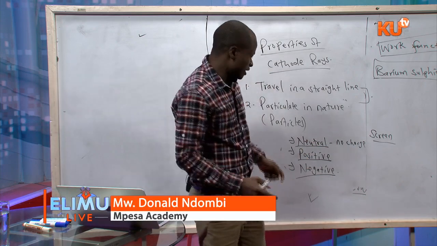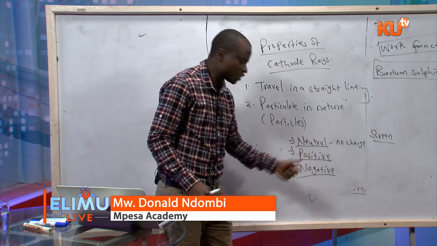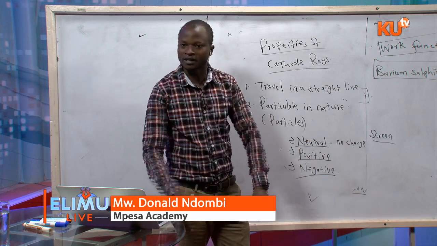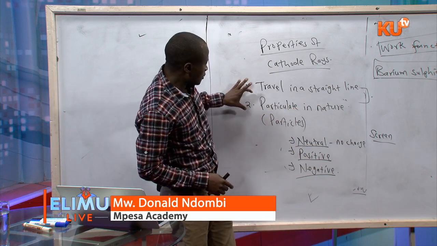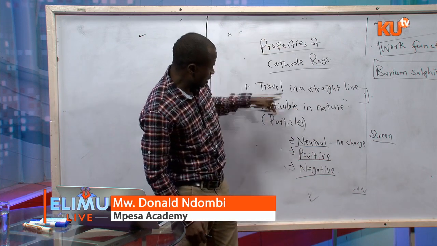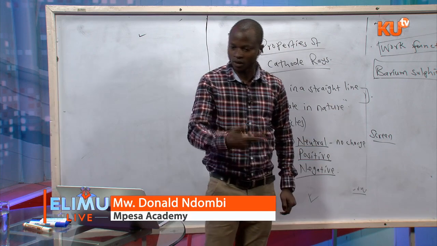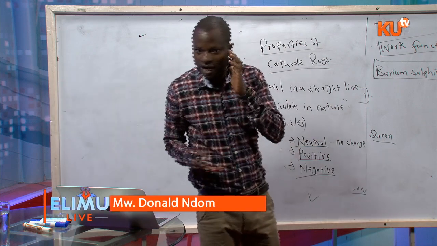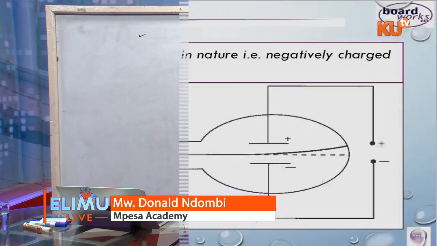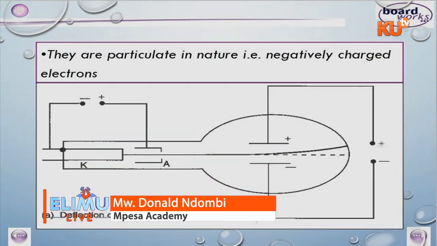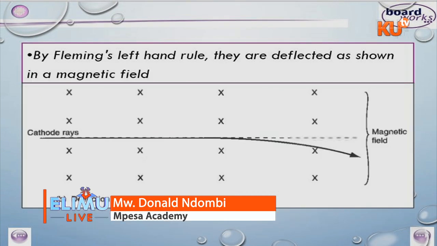We cannot say they are neutral or positive or negative until we test them. And the first test, how do you know something has a charge? You take it through an electric field. So look at part 1. The way you can prove that cathode rays are particulate in nature is 1, you take them through an electric field. Look at that diagram. The next slide shows us here. You can see we have a deflection of the beam in an electric field. The previous one, the previous slide.